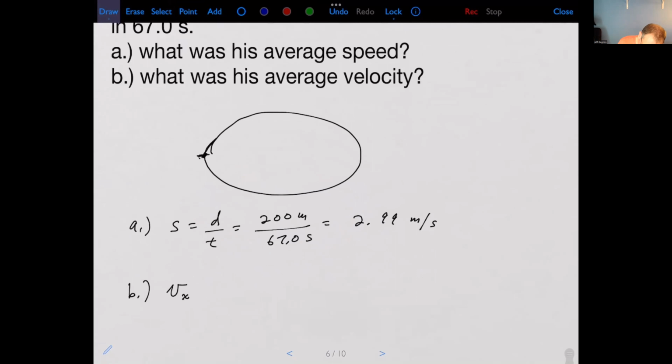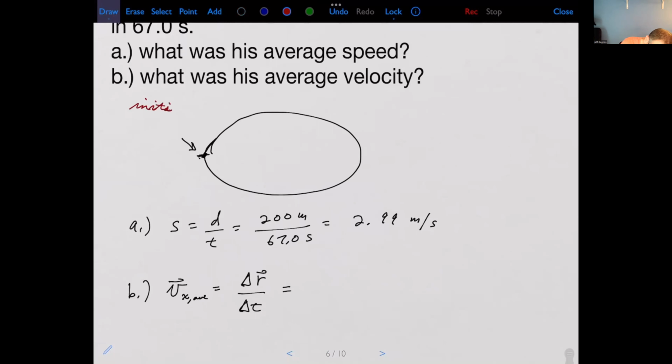So, average velocity. Well, in this case, remember that's the change in position. I'd have to do it as a vector over the change in time, because this is really two-dimensional. But notice here something. This initial position and final position are exactly the same.